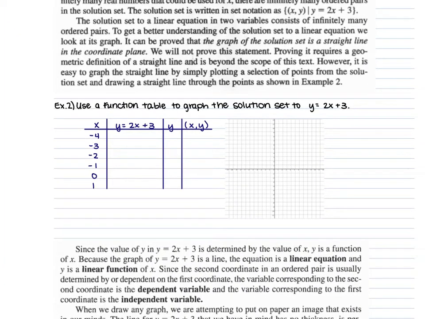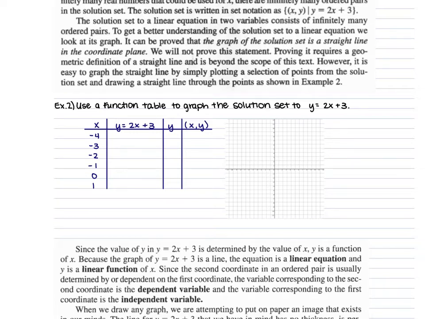Another way of graphing ordered pairs on a coordinate plane is using a function table. If we look at example 2, it tells us to use the function table to graph the solution set to y is equal to 2x plus 3. Now with a lot of these equations that you see, they're going to be y is equal to. However, it can also be represented as f(x) is equal to. That just means the function of x, which is the same exact thing as y is equal to.